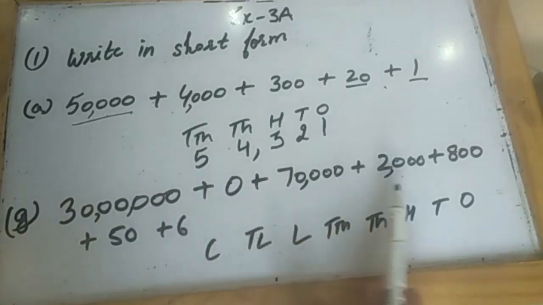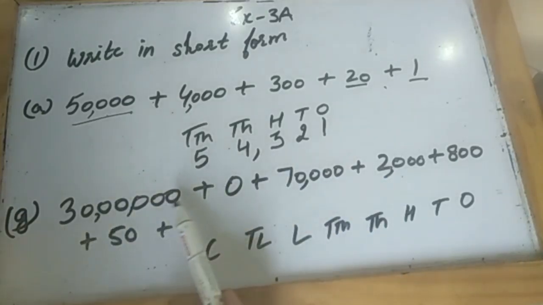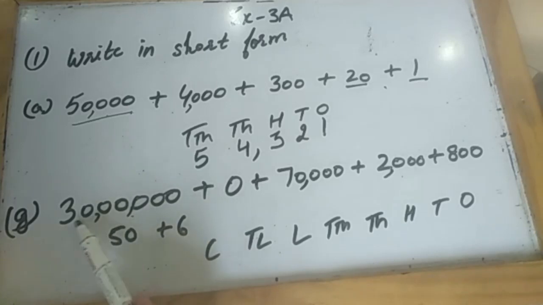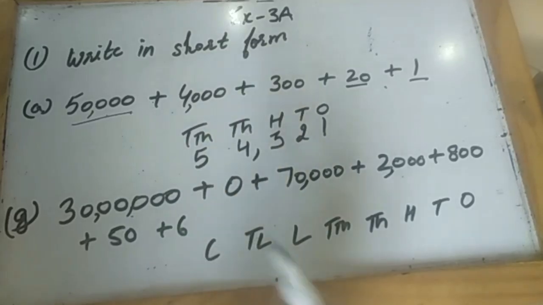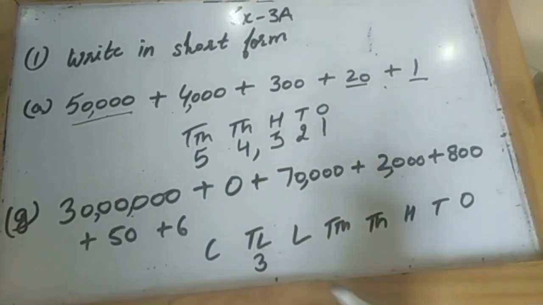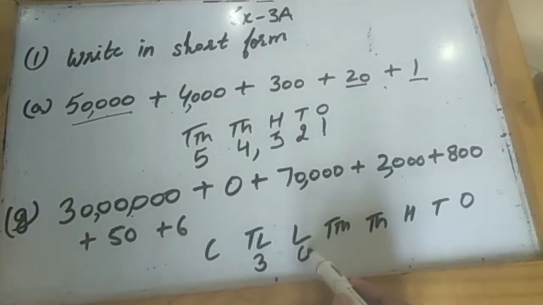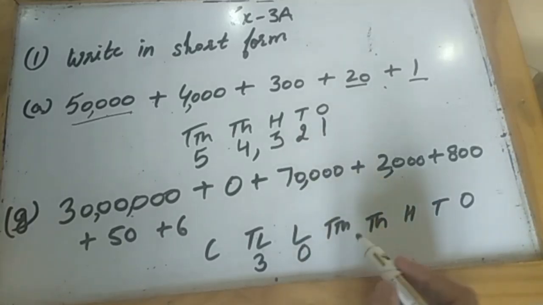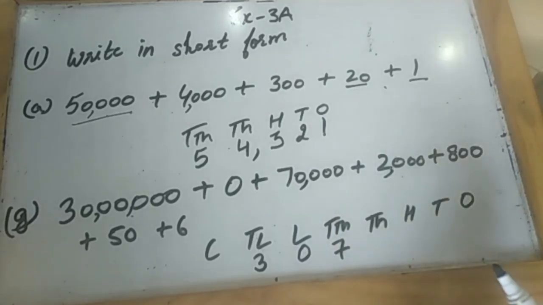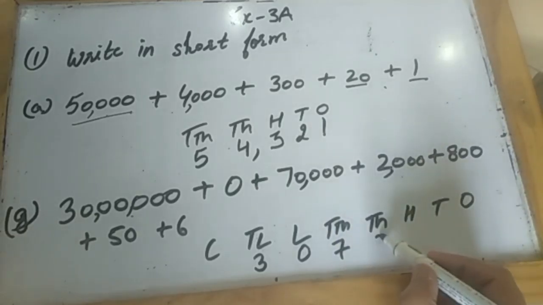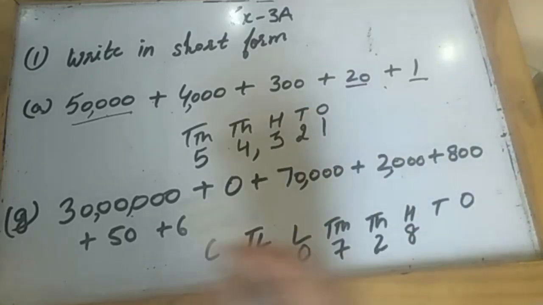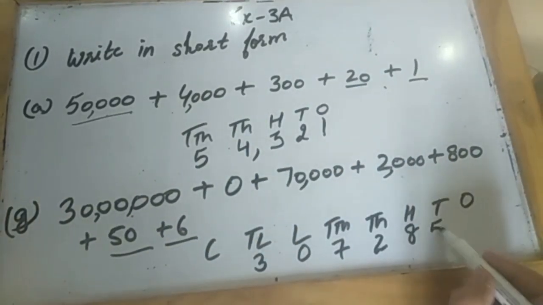Now I will take the G part. You can put the commas first after 3 digits, then after 2, and then after 2. So the first number is 30 lakhs, so where I will put 30 lakhs, 30 lakhs means 3 in the 10 lakhs place. Then when you have 0, it means 0 lakhs. Then 70,000 means 7 will come under 10,000. Then you have 2,856, so 56 will come like this.